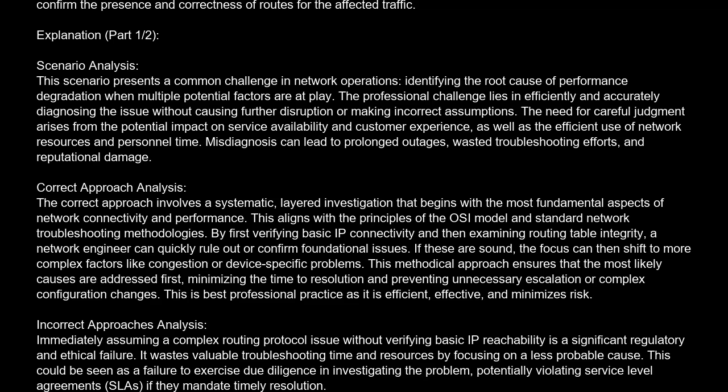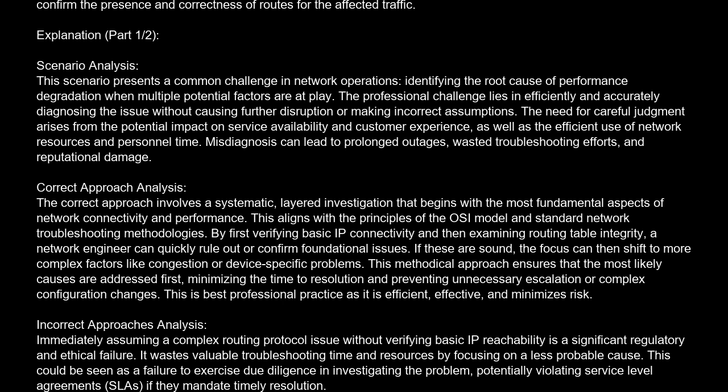The correct answer is B. Verify basic IP connectivity to affected devices and examine the routing tables on the involved Alcatel Lucent routers to confirm the presence and correctness of routes for the affected traffic. Explanation. Scenario analysis. This scenario presents a common challenge in network operations, identifying the root cause of performance degradation when multiple potential factors are at play.